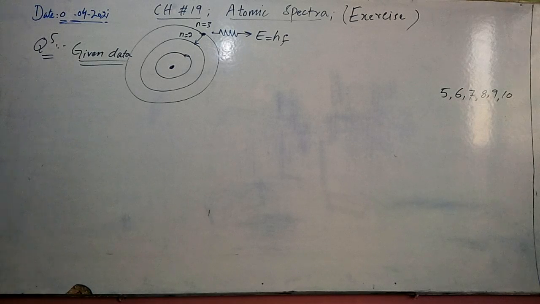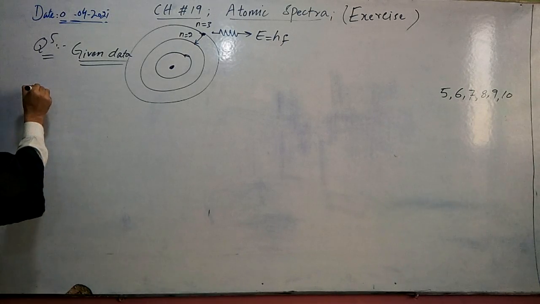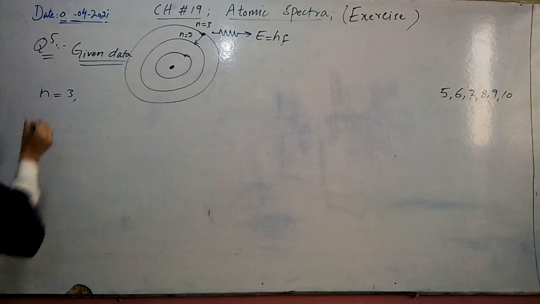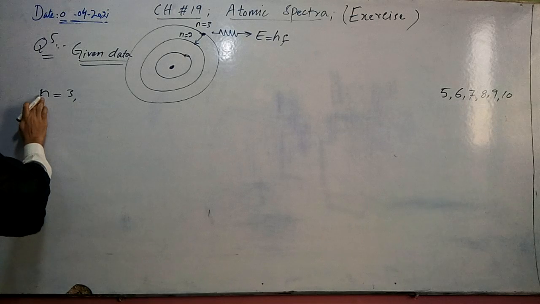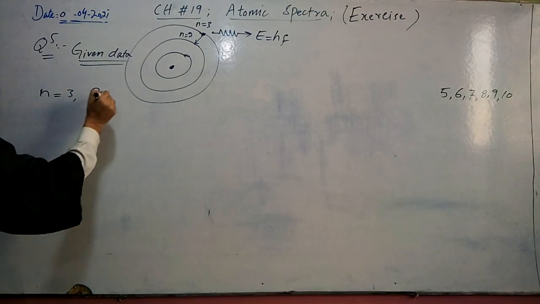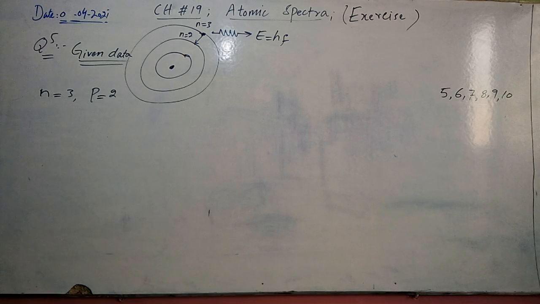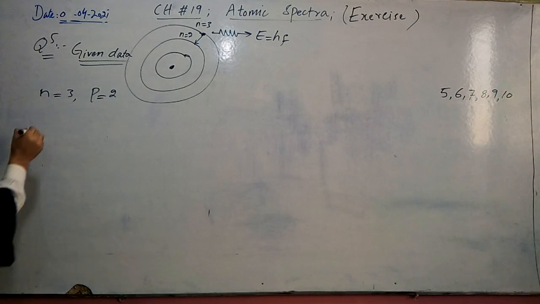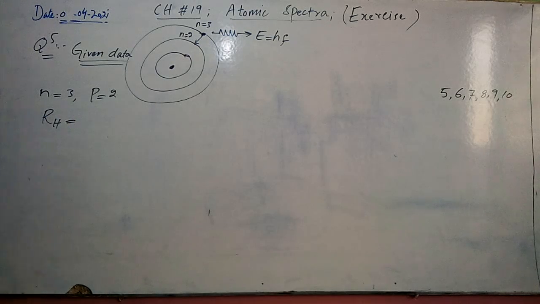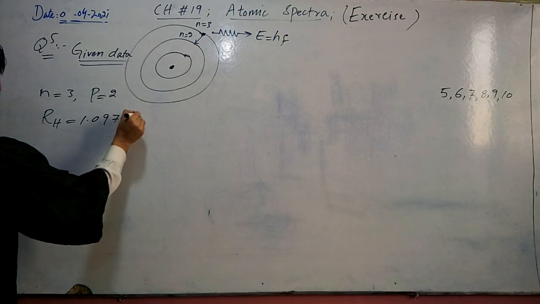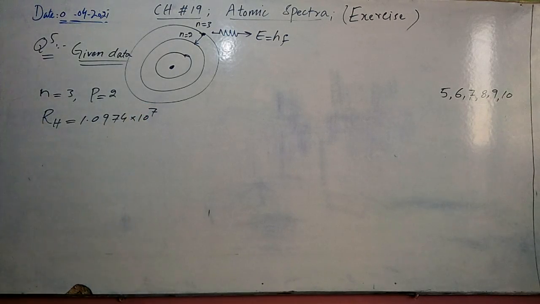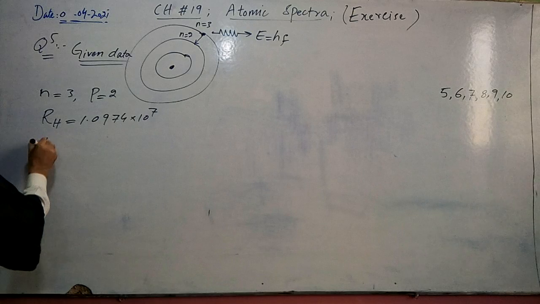Given data: n is equal to 3, and the second, represented by the symbol p, is equal to 2. The lower orbit is p. Rydberg's constant is a constant, and its value is approximately 1.0974 multiplied by 10 power 7, and Planck's constant is also given.